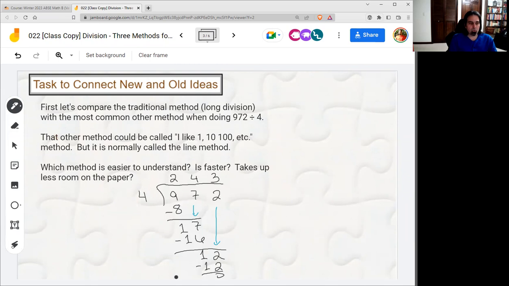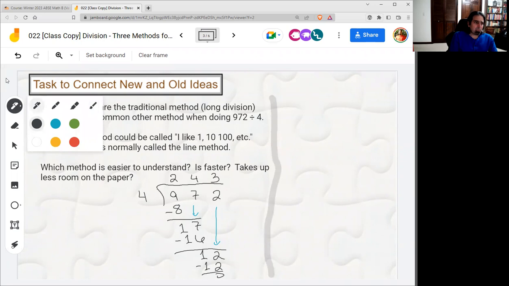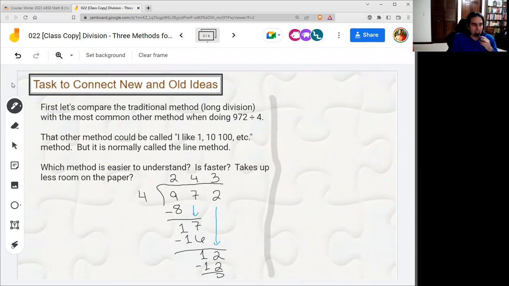So that was one method. What happens if I don't know my multiplication tables very well? To do long division, I need to have them all memorized. In this case, I needed to know 4 times 4 is 16. What happens if I was someone that only knew 4 times 1, 4 times 2, 4 times 3, and that's all I knew of my 4 multiplication table? Then we could use this other method.